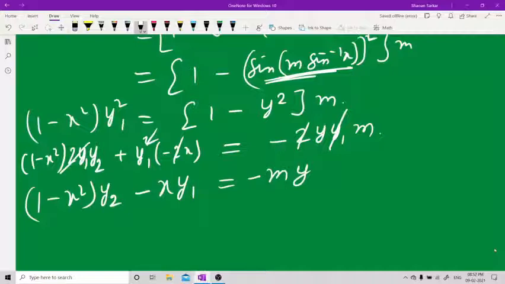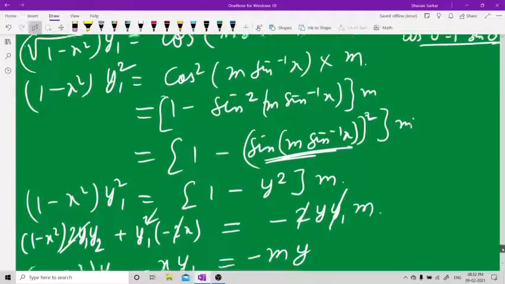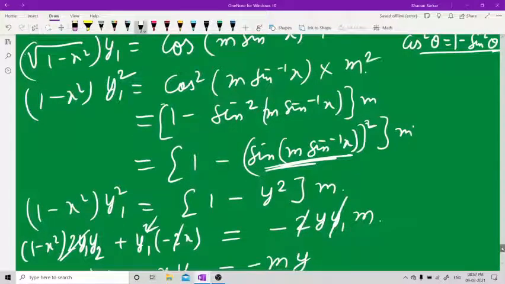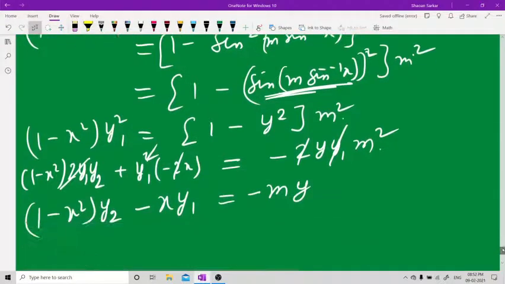So m square, we have to square it also. That's the point. I made a mistake everywhere. I made a small little mistake of not squaring the thing. This square has to be there. This was not done. So now with the corrections done, be very careful when you do these things. Now bring it on this side, minus x y1. Yes, we are doing it exactly.